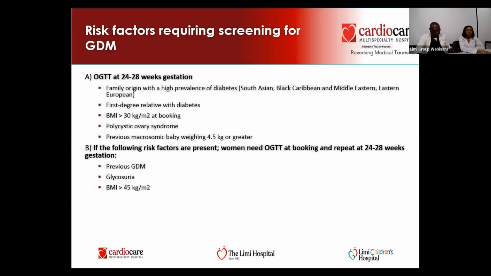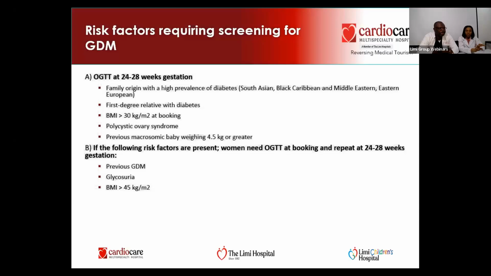So the history that will make you know that at 24 to 28 weeks you have to do the OGTT includes first-degree relatives with diabetes, BMI, that is those that are overweight or obese, greater than 30 kg per meter square, history of polycystic ovarian syndrome, and previous macrosomic babies, that is those weighing more than 4.5 kg or 4 kg. And also the prevalence as well, like the race: the South Asians, the Middle Eastern.